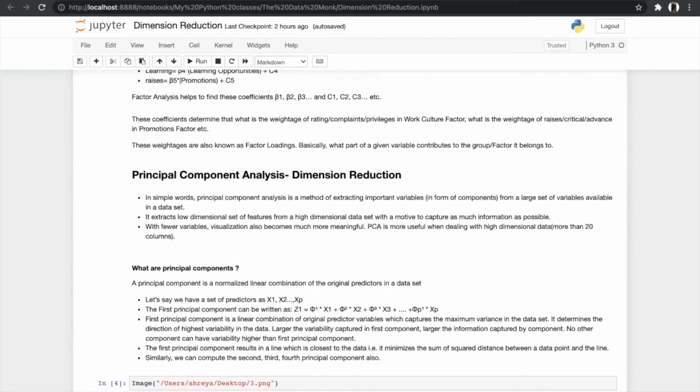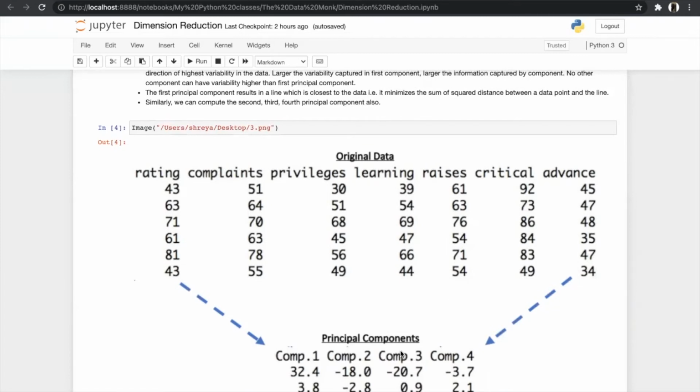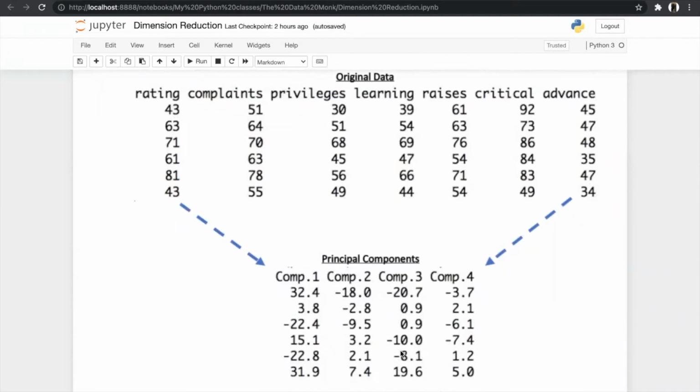So now let's look into the image to see the working of the PCA. As you can see, this is our original data, which has rating, complaint, privilege, learning, raises, critical, and advances. So we can use PCA to reduce the dimension in our dataset. We have used the PCA and we have reduced it to only 4 dimensions. As you can see, this is our principal component and this is our original data. So how did we calculate this value from this?